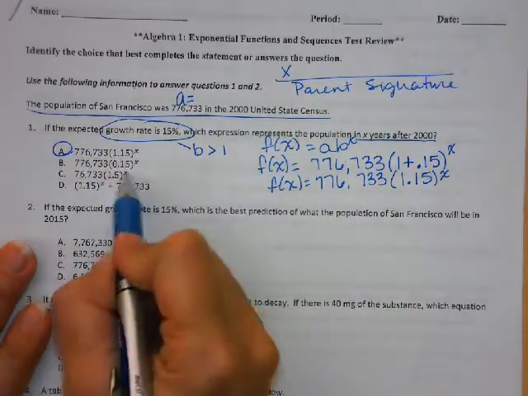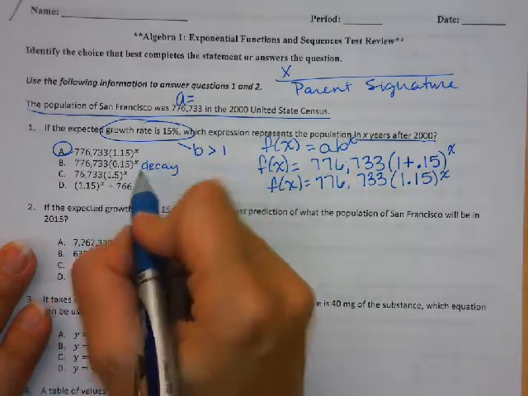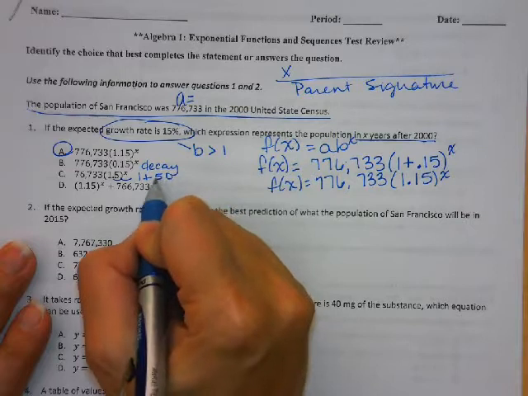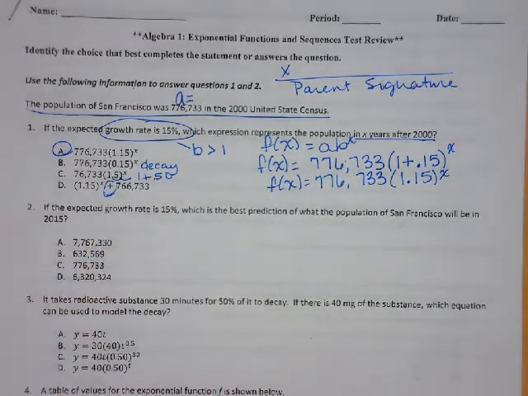We know it can't be B. This would be a decay because it's less than 1. This would be a growth, remember, 1.5 or 50%. And then this has a plus, so definitely not the answer.